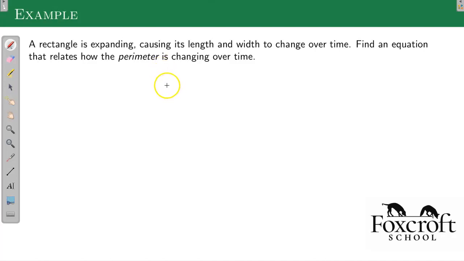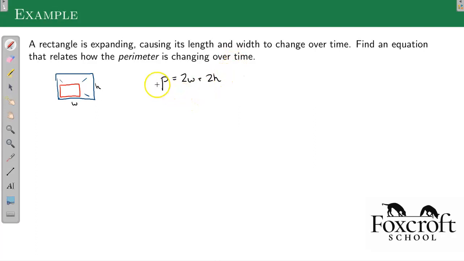We have a rectangle that's expanding, causing length and width to change over time. So we have this rectangle. It might start like this, and then it expands out as it grows, and then it's like that. The length and width are going to change because of that. Find an equation that relates to how the perimeter is changing over time. So right away, we need a formula for perimeter. Let's call this the width and this the height of the rectangle. We know perimeter is 2w plus 2h.